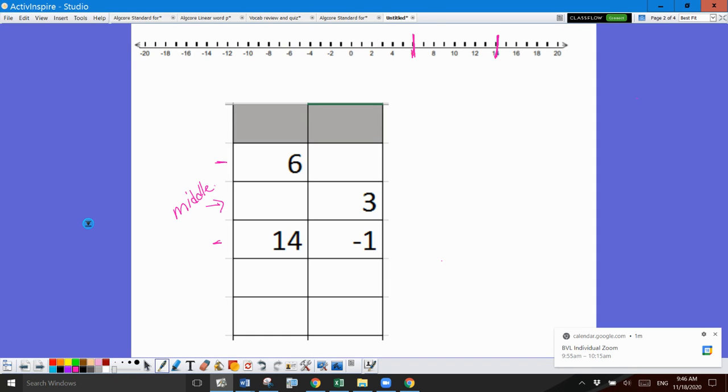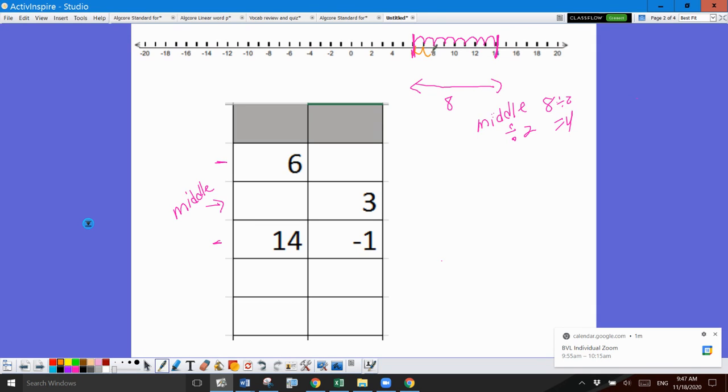So let's count what's going on here. 1, 2, 3, 4, 5, 6, 7, 8. So the total distance is 8. If I want to know the middle of those numbers, then I would need to divide that by 2 because half of 8 is going to be the middle. So the middle, 8 divided by 2, is 4. That's 4. So let's check and see if that works.